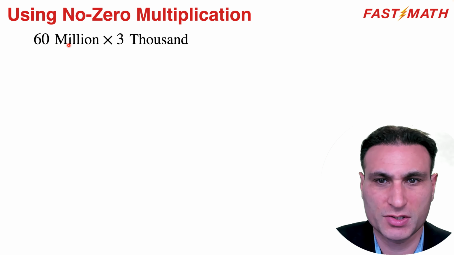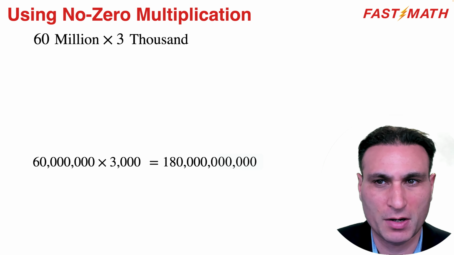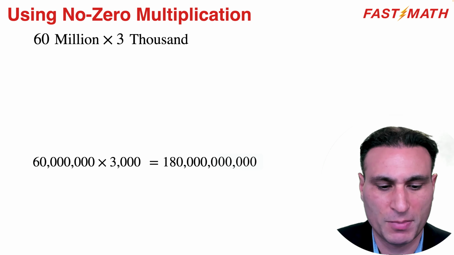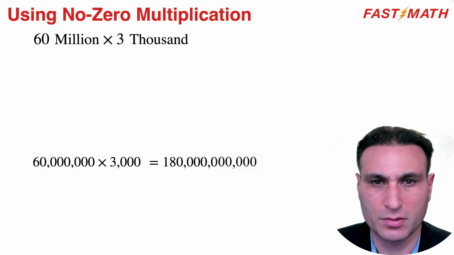If we return to the example of 60 million times 3,000, if you're in a business meeting and you need to multiply these numbers, most people visualize the calculation like this, even if they're doing a mental calculation. And most people need a calculator or pen and paper to do this calculation because they need pen and paper to count and write the zeros, and then to count them again. No-zero multiplication enables you to do this calculation purely mentally without even using pen and paper, and this opens up lots of doors.